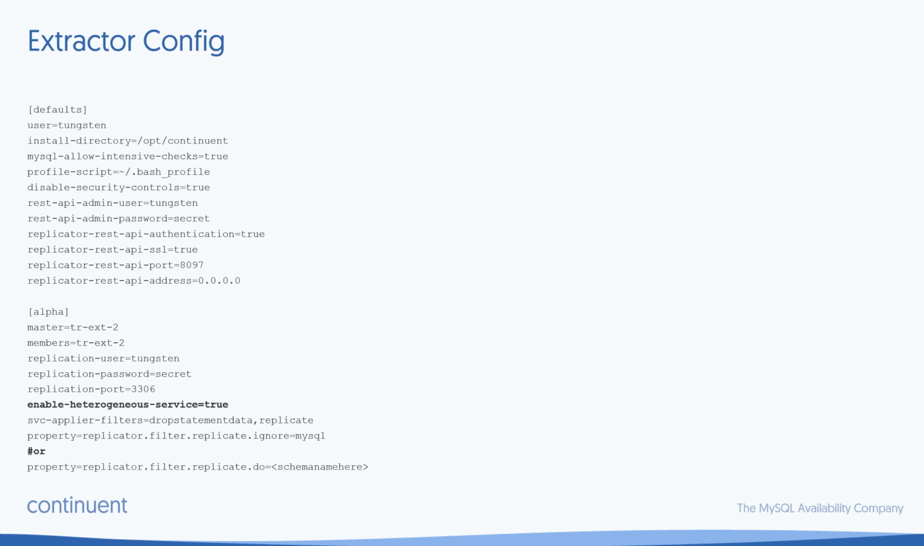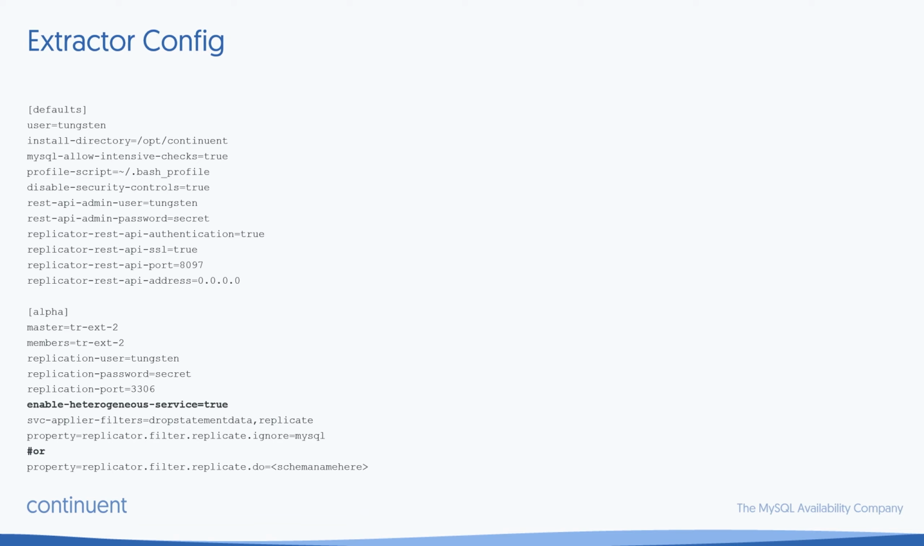So what does this look like in terms of configuration? The extractor configuration is no different to a normal extractor. The additional point here is to have enable heterogeneous service set to true. This will tell the extractor that you intend to replicate into a non-MySQL target. And then we have some filters here for drop statement data. Obviously, we don't need DDL, so we drop that. And then the replicate filter to ensure that we only replicate what we need.